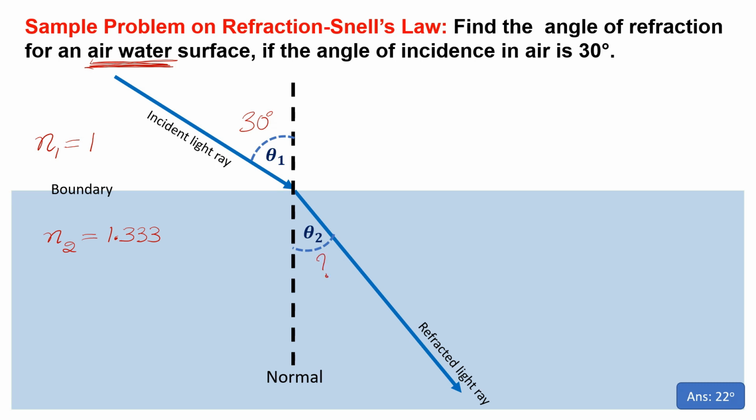We have three formulas: n1 sin theta 1 equal to n2 sin theta 2, which is the one formula we have learned. One more formula, n1 v1 equal to n2 v2. One more formula, n1 lambda 1 equal to n2 lambda 2. Out of these three formulas, the first is related to angles, so it is the most suitable one. So let's use this formula and find out.